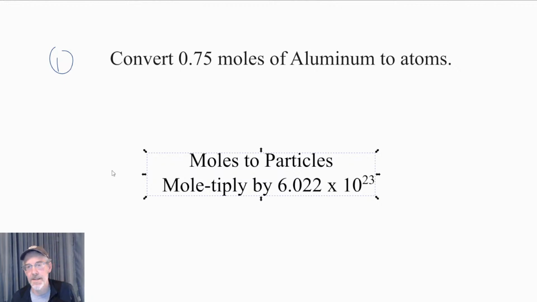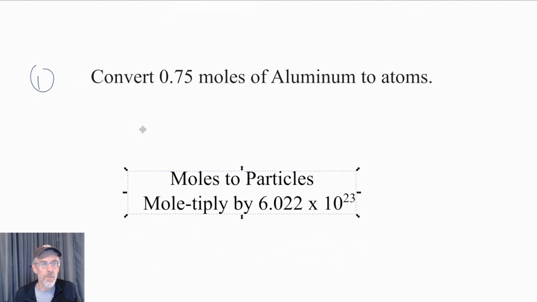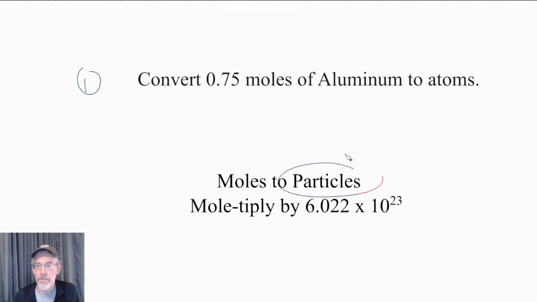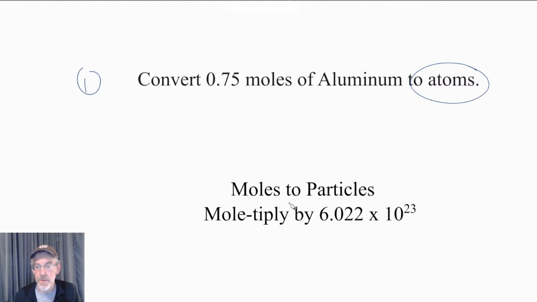Lots of folks. Excellent. So what we're going to do is convert moles to molecules or atoms. Often we call those particles. A particle is like an atom or a molecule or an ion. In this case, we're going to convert from moles to atoms. And what's great about mole conversions to atoms or particles is we don't have to worry about molar mass. All we have to do is multiply by Avogadro's number. Hey, Bryce. Good to see you here.